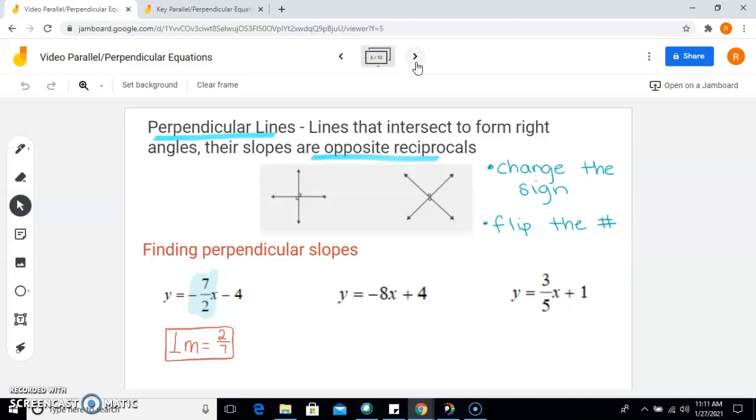My second example, y equals -8x plus 4. -8 was my original slope. Now my perpendicular slope, negative is now going to change positive, and be careful with the whole numbers. They're over a 1 that we don't write, so when we flip it over, it's still changing to 1/8. And then for the last one, we're getting 3/5 for the slope. So when I change my sign, it's going to be a negative, and then I flip my number, 5/3.